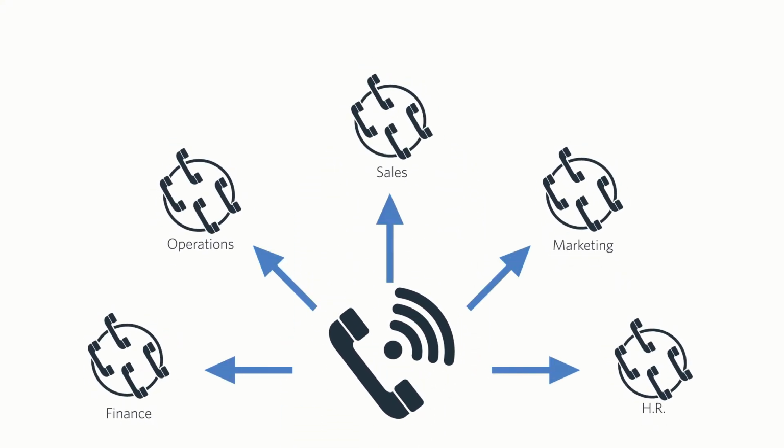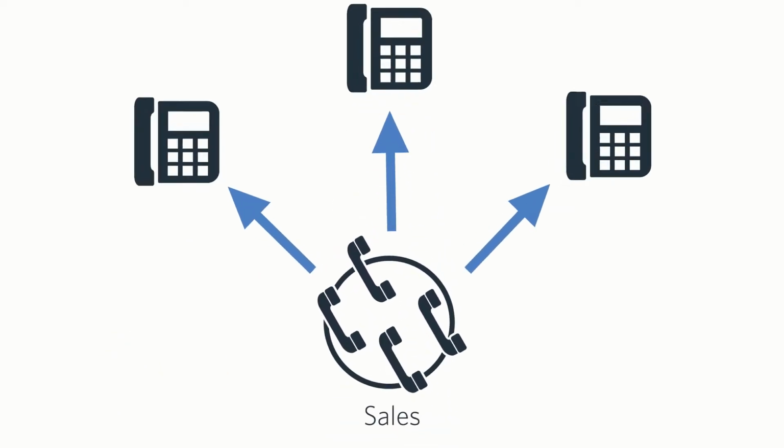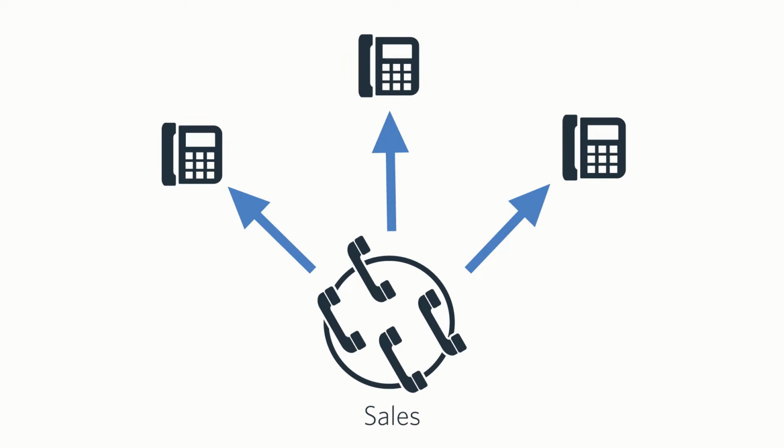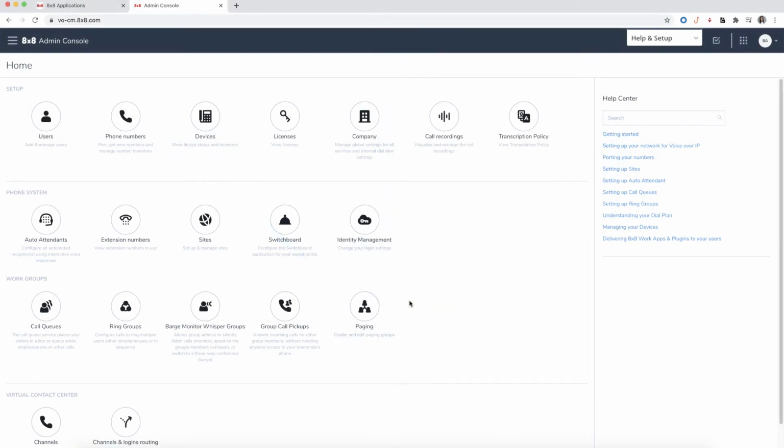Ring groups allow you to join multiple extensions together to ring all at once, simultaneously, or in sequence. They're useful in distributing calls throughout a business and are often used to direct calls to certain departments. To create a ring group, click on the ring group icon.